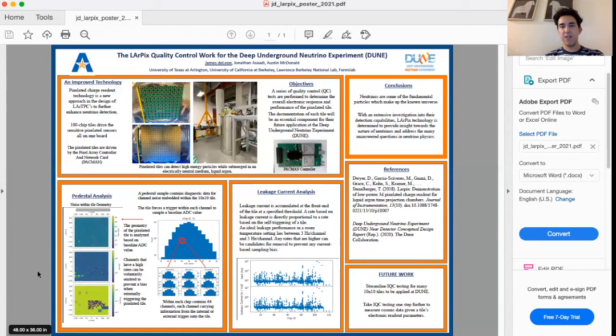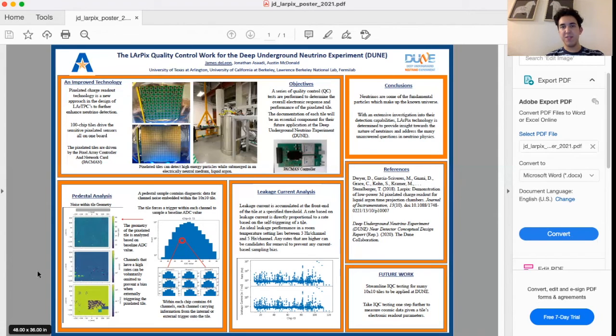So overall, neutrinos are fundamental and they are extremely hard to detect. This investigation into pixelated technology provides an opportunity for the neutrino physics community to enhance detection and analysis of neutrinos as they occur in our universe.